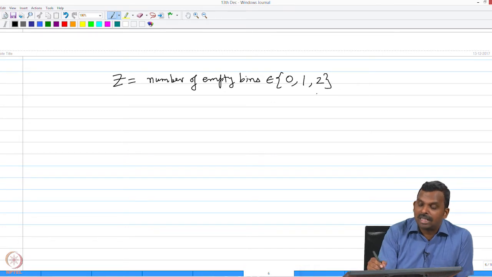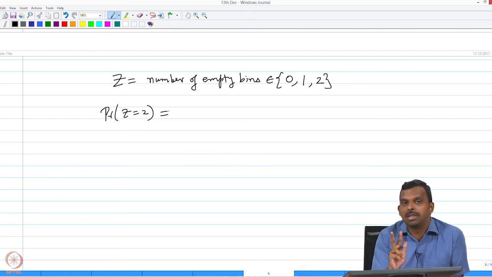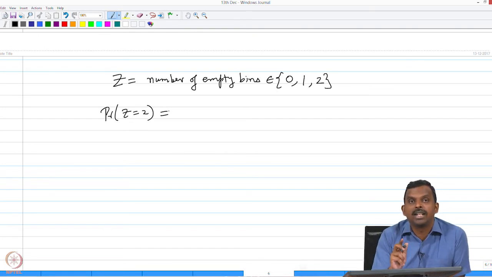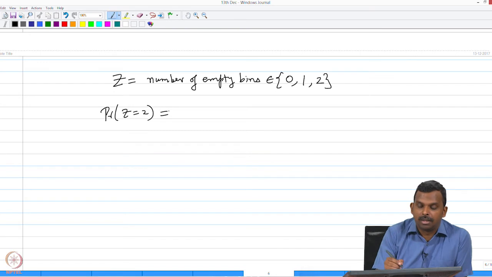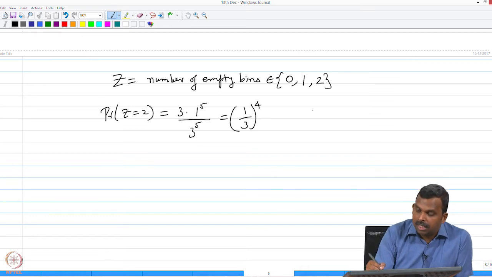Okay. So, this is easy to write down, but now if you want to find the probability that it takes these values, this probability is the easiest. Okay. So, you have 2 empty bins, which means all the balls went into exactly one bin, right. So, that one bin can be chosen in 3 ways. But once you choose that bin, all the balls should go there, and this is out of 3 power 5 possibilities. So, this is just 1 by 3 whole power 4. Okay. So, how do you compute the other probabilities?